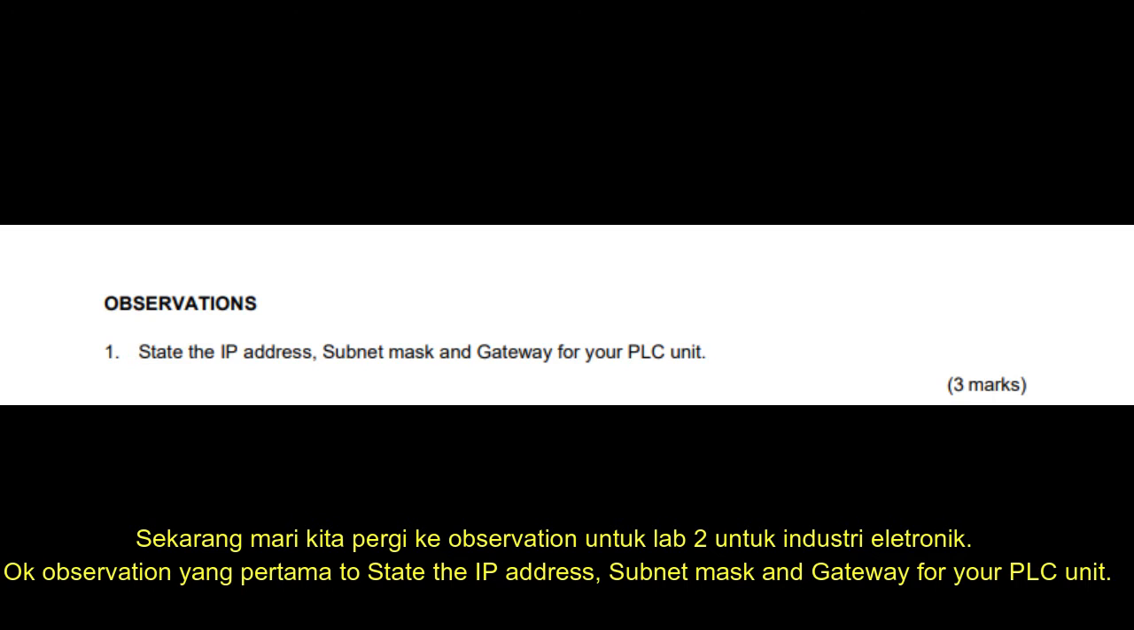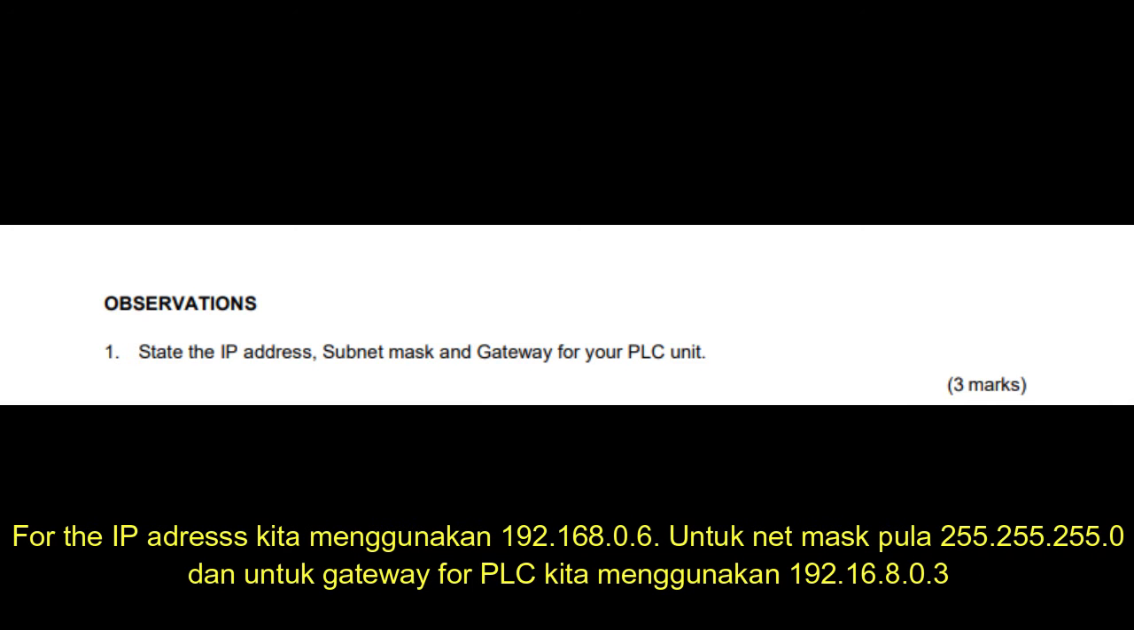Sekarang mari kita pergi ke observation untuk lab 2 untuk industrial electronic. Okay, observation yang pertama iaitu state the IP address, subnet mask and gateway for your PLC unit. For the IP address, kita menggunakan 192.168.0.6. Untuk subnet mask pula 255.255.255.0.